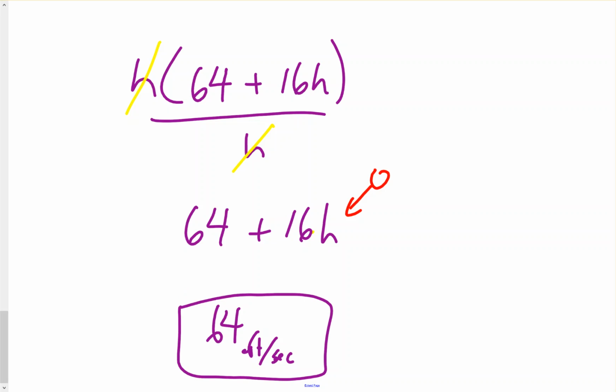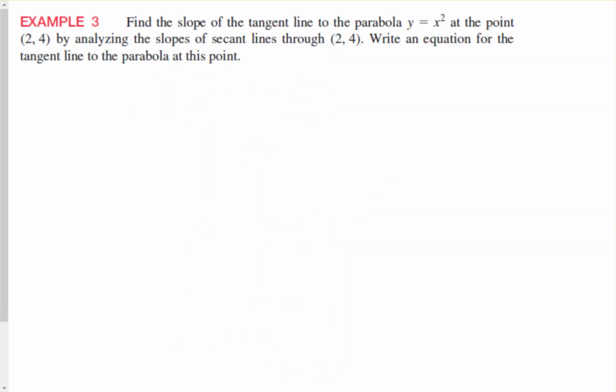Let's take a look at our next example. Example 3. Find the slope of the tangent line to the parabola y equals x squared at the point (2, 4) by analyzing the slopes of the secant lines through (2, 4). Write an equation for the tangent line to the parabola at this point.